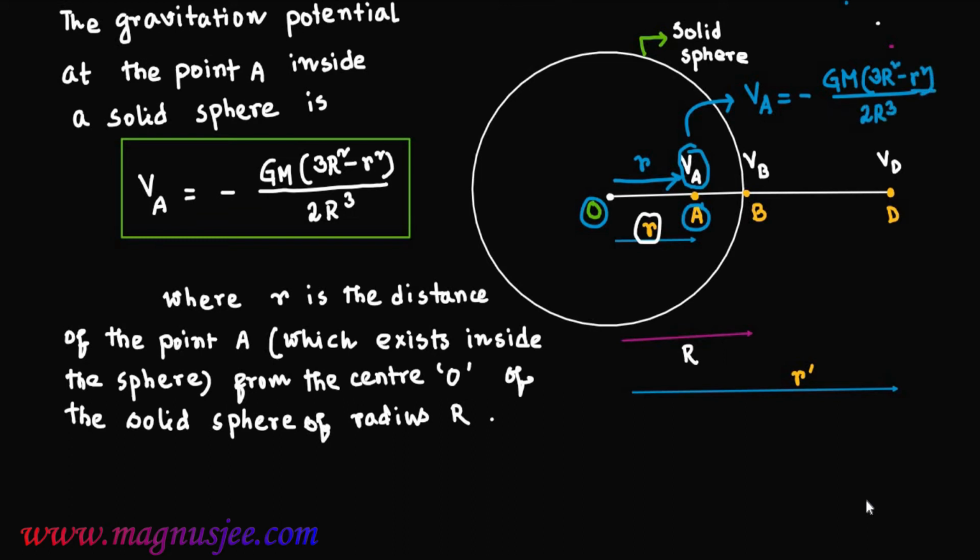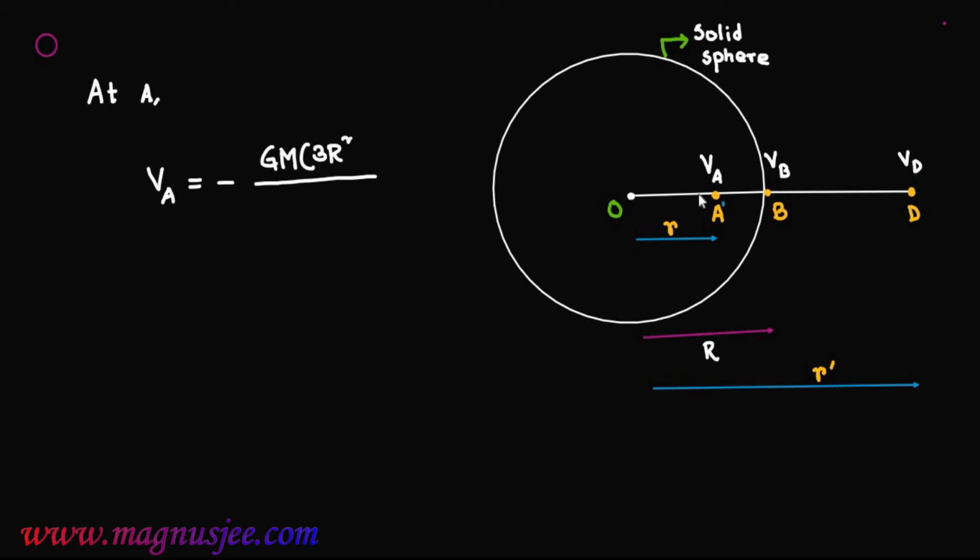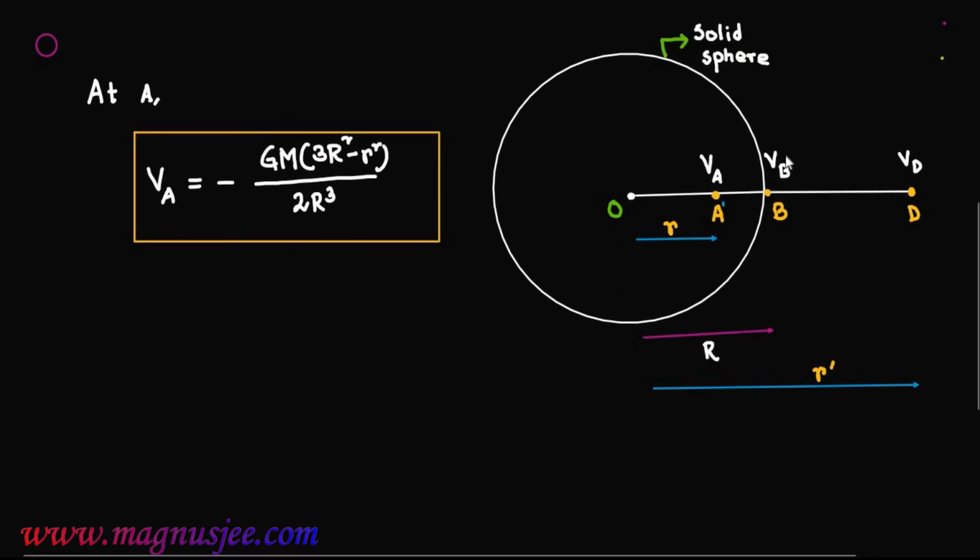Capital R is the radius of the solid sphere, and it is also the distance of the point B on the surface of the solid sphere. So again, at the point A inside the solid sphere, the gravitational potential VA equals minus GM into 3 capital R square minus small r square, divided by 2 capital R cube. This is the gravitational potential at a point inside the solid sphere.